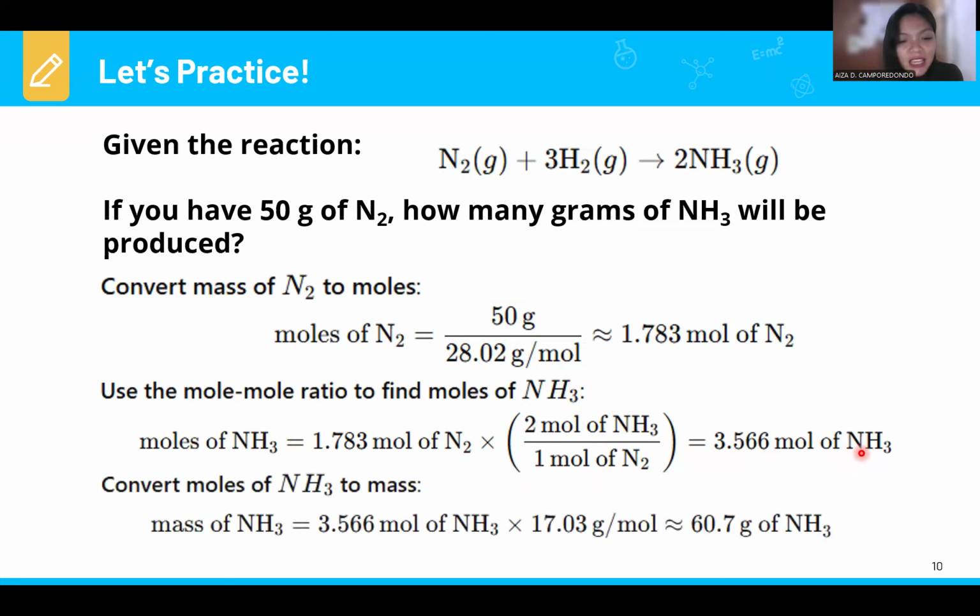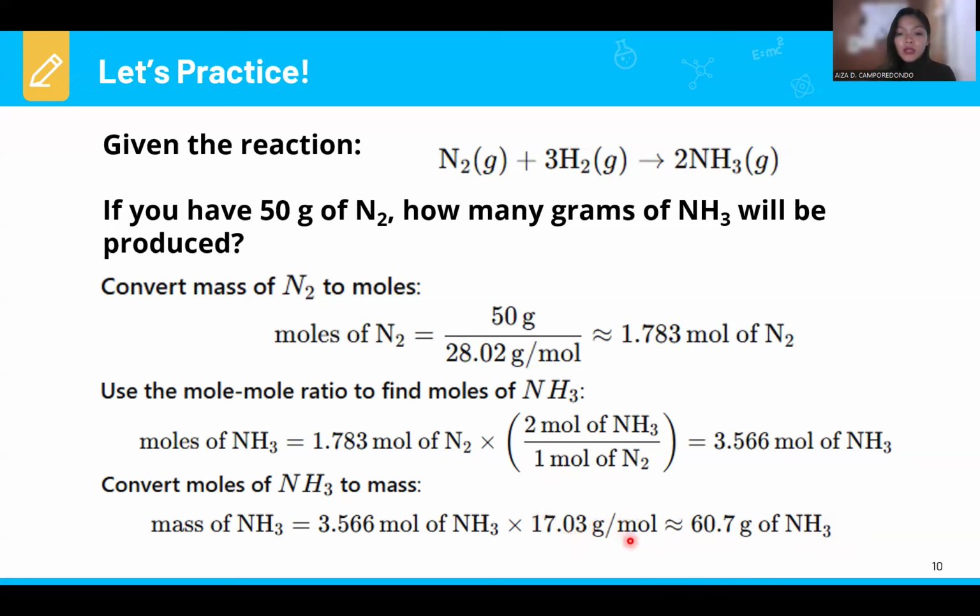The last step is to use the molar mass of the ammonia. Right here, nitrogen has 14.01 grams per mole, and hydrogen has 1.008 grams per mole times 3, because there are 3 atoms of hydrogen. That leaves us with the molar mass of ammonia, which is 17.03 grams per mole.